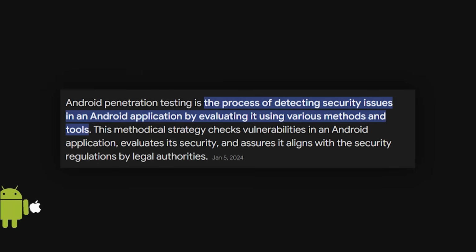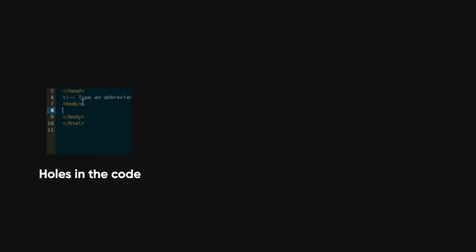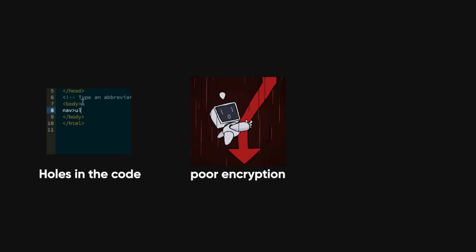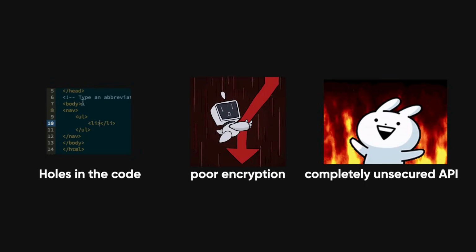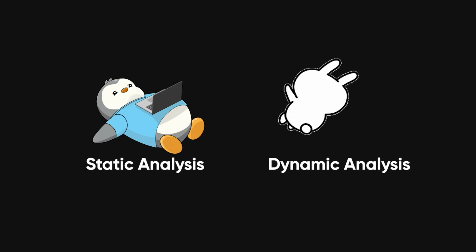Android pen testing is all about testing the security of Android apps. The goal is simple: find weaknesses before the bad guys do. We're looking for anything that can be exploited, like holes in the code, poor encryption, or, I don't know, a completely unsecured API. Yeah, that's a thing. Pen testing involves two main approaches: static analysis and dynamic analysis.